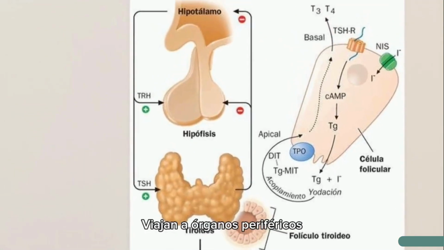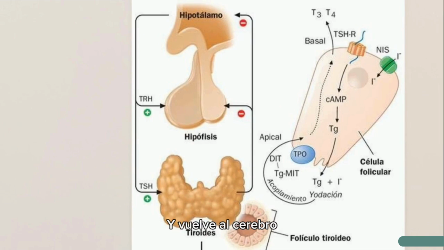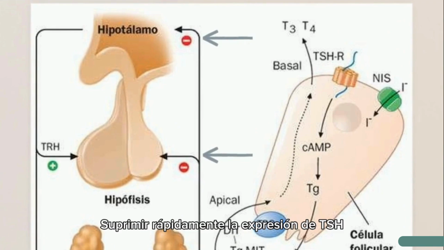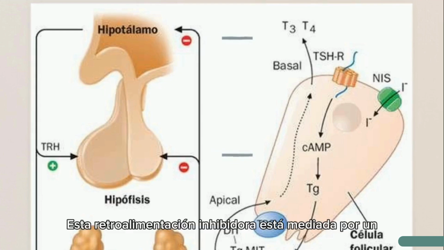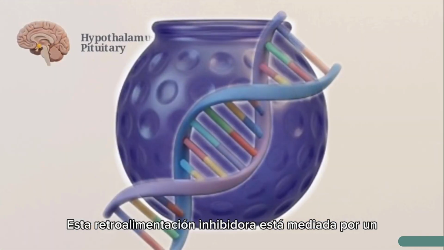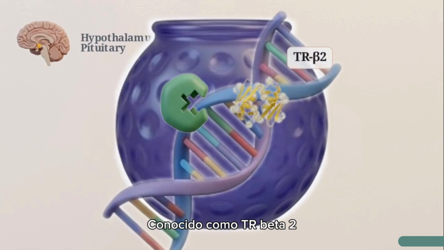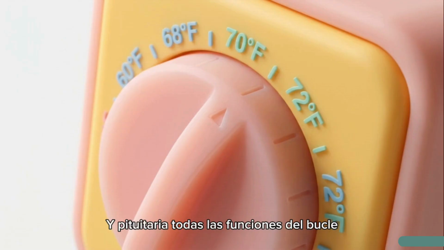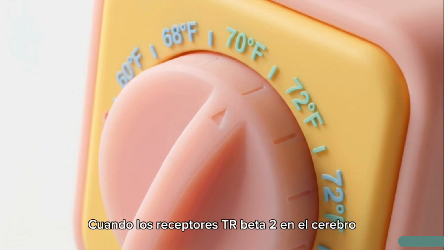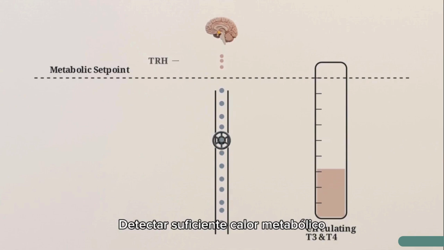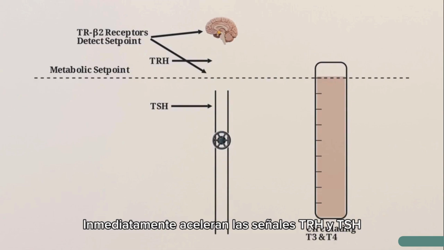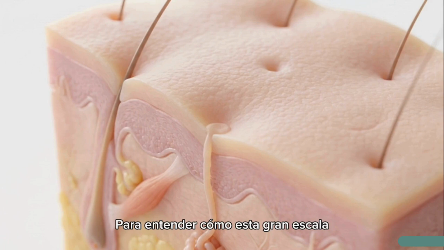Once in the bloodstream, they travel to peripheral organs and circle back to the brain. Here, high concentrations of thyroid hormones rapidly suppress TSH expression, cutting off their own production signal. This inhibitory feedback is mediated by a specific nuclear receptor isoform known as TR-beta2, which is selectively expressed in the hypothalamus and pituitary. The entire loop functions much like a mechanical thermostat. When the TR-beta2 receptors in the brain detect sufficient metabolic heat from circulating T3 and T4, they immediately throttle the TRH and TSH signals.